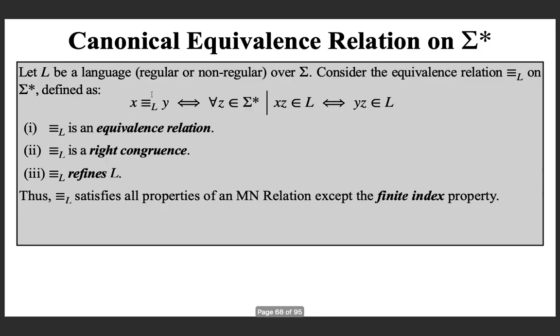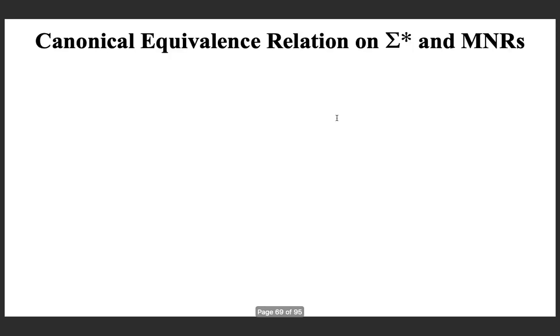So try to remember the canonical equivalence relation. It is a right congruence, okay? It's an equivalence relation. It refines the language. And what is the definition? Two strings X and Y are related if and only if for all strings Z, if you append Z to both X and Y, either both the resulting strings are in the language or both are not in the language.